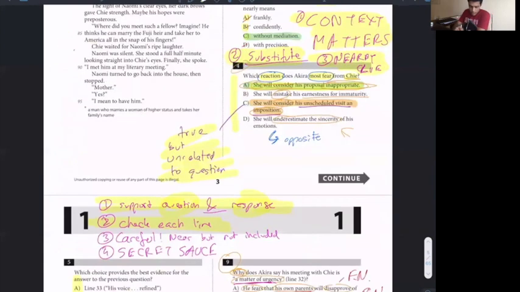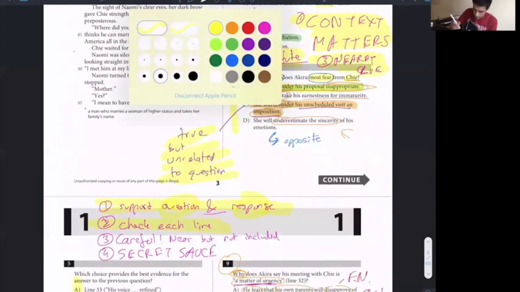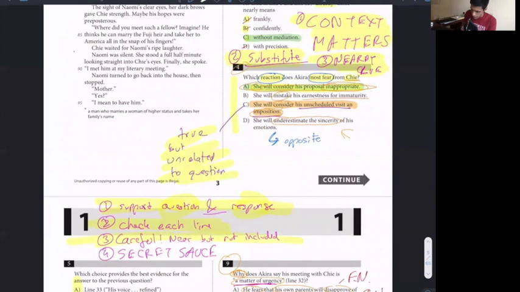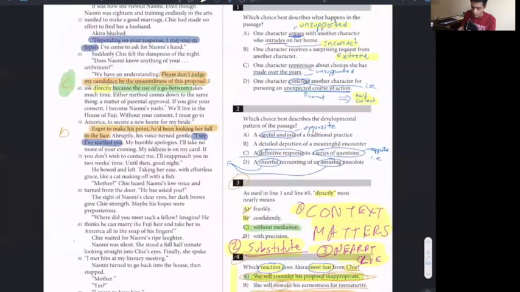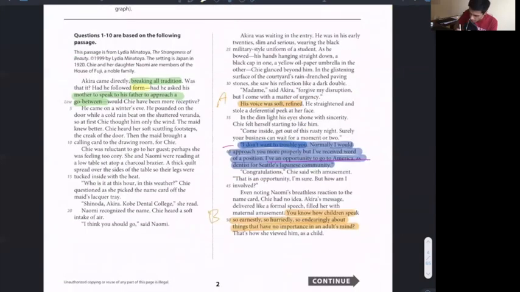Okay. The third part of this question is to be careful for near but not included. If you remember, we did this question yesterday. We did question 10 yesterday, and there was line 39 and lines 39 to 42. They do this sometimes, where in line 39 you have, "I don't want to trouble you." But 39 to 42 is all of this.